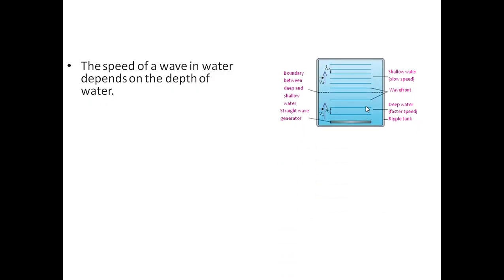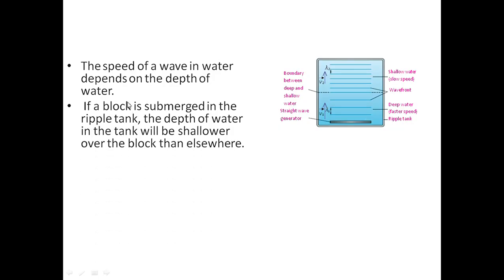The speed of the wave in water depends on the depth of the water as well. So you can see where there is shallow water, the speed is slow. Where there is deep water, the speed is faster. If a block is submerged in the ripple tank, the depth of water in the tank will be shallow over the block and deeper elsewhere.